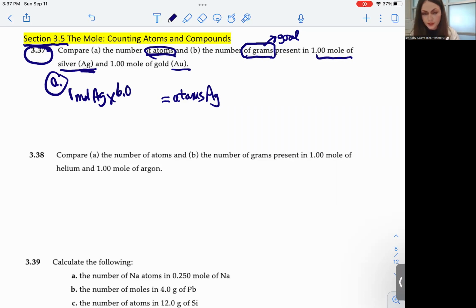Avogadro's number because in each mole of silver, you're going to have this many atoms. Per mole, this many atoms, 6.0 times 10 to the 23rd. All right. And that's in moles Ag. And so, you know, I should keep my units here. All right, so this cancels out and you get what? What's 1 times 1? This one's really easy. 6.0 times 10 to the 23rd.